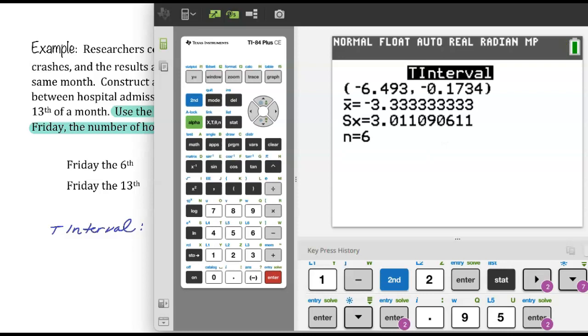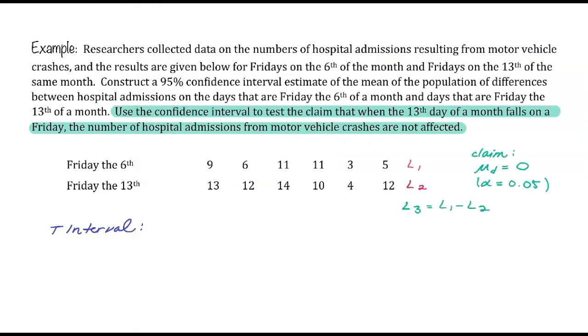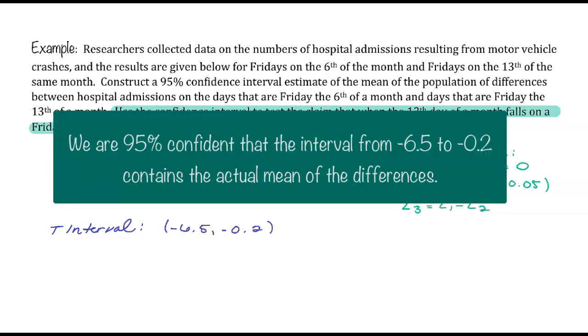Here our confidence interval is negative 6.493 to negative 0.1734. Since the original data values are rounded to no decimal places, we'll go ahead and round to 1 decimal place. We have a confidence interval of negative 6.5 to negative 0.2. So we could write a concluding statement of: we are 95% confident that the interval from negative 6.5 to negative 0.2 contains the actual mean of the differences mu d.